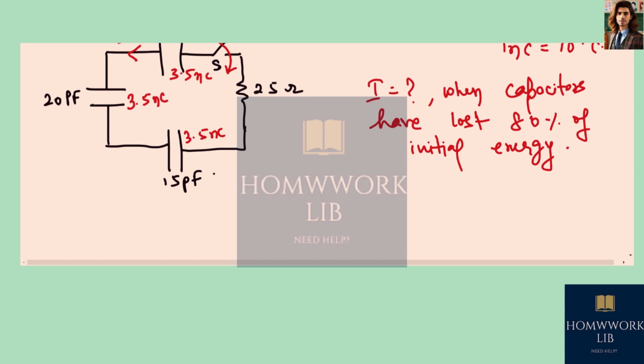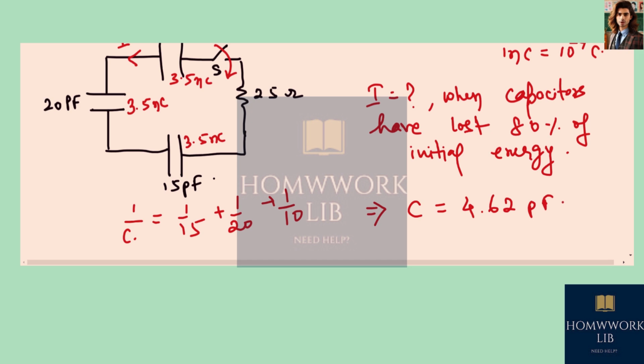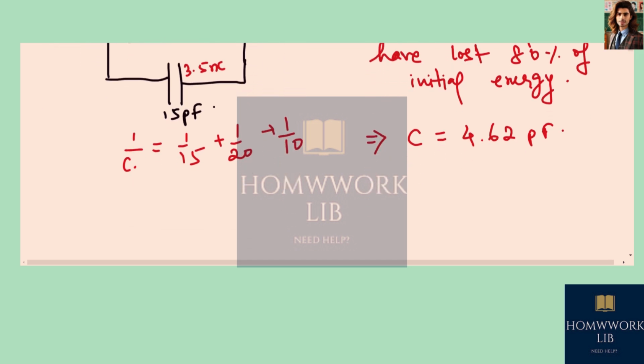In order to progress ahead, we first find out the equivalent capacity of this given network, and these are in series. So their equivalent capacity will be 1 by C equals 1 by 15 plus 1 by 20 plus 1 by 10. If we simplify, we get the value of C as 4.62 picofarad. And the initial charge, let us say Q naught, is given as 3.5 nanocoulomb.